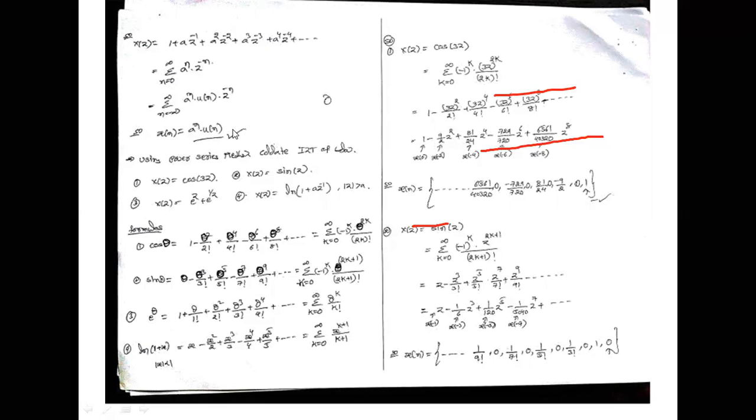So what is x of n? a power n u of n. You already know that one. 1 by 1 minus a z inverse is the inverse z transformation for a power n u of n only. Got it, my dear students?